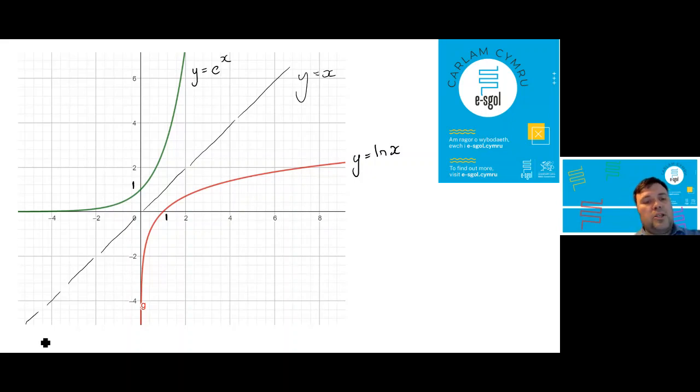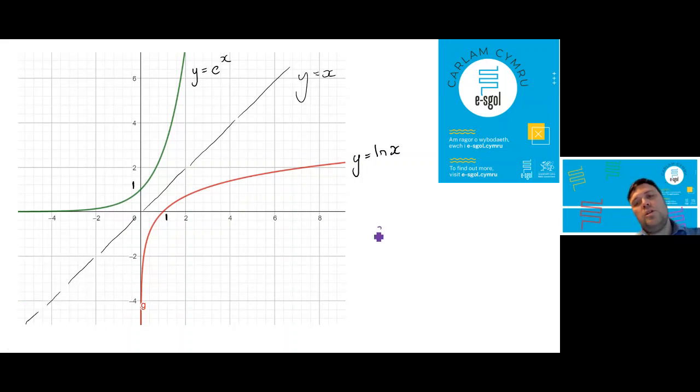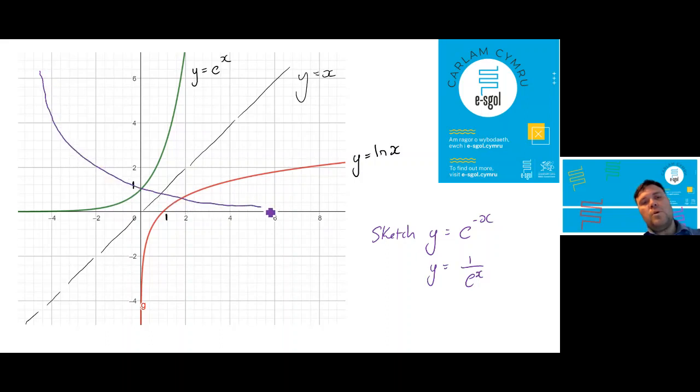I'd also like to sketch in, let's go purple, y equals e to the minus x. This can also be written as 1 over e to the x, because as we know with index numbers, if it's a minus number, you can flip it and put it underneath. So this will come from over this side, and we'll go down, we'll cross, and keep on going. So this is y equals e to the minus x.